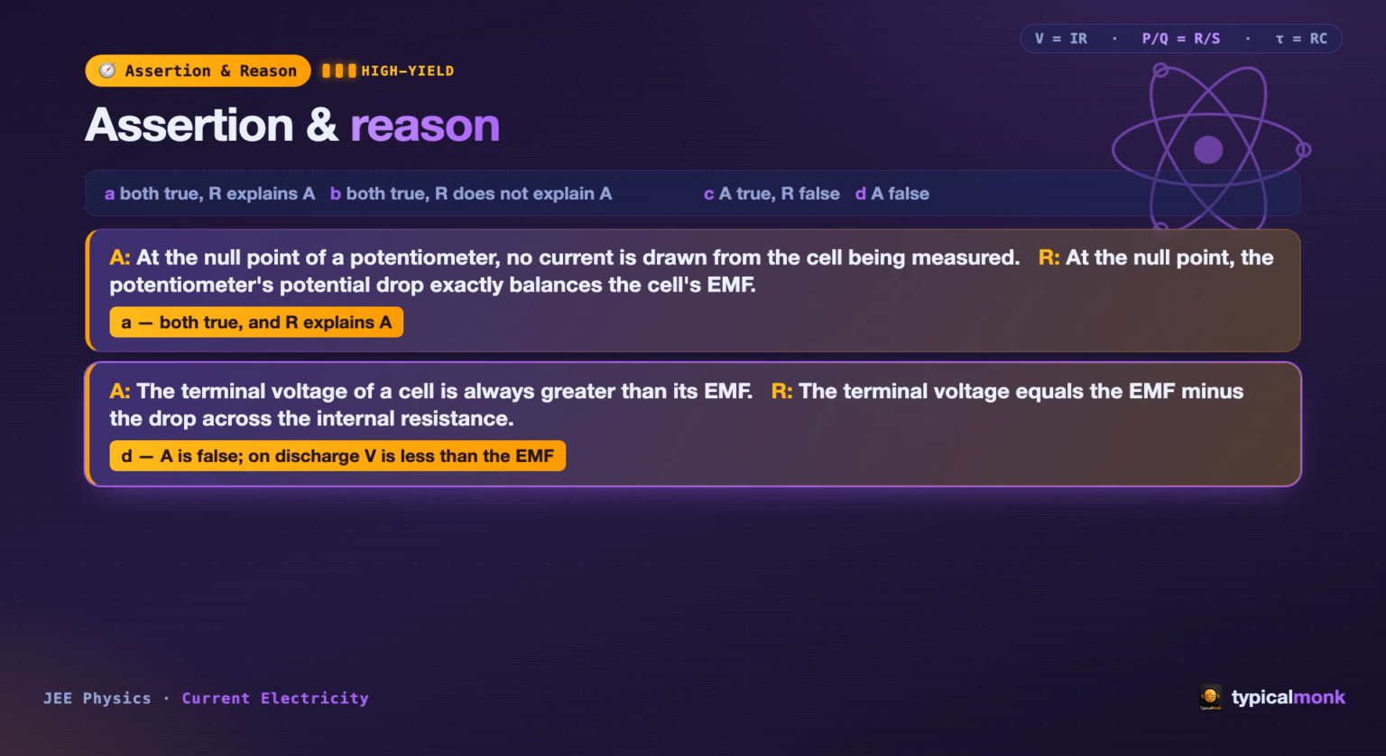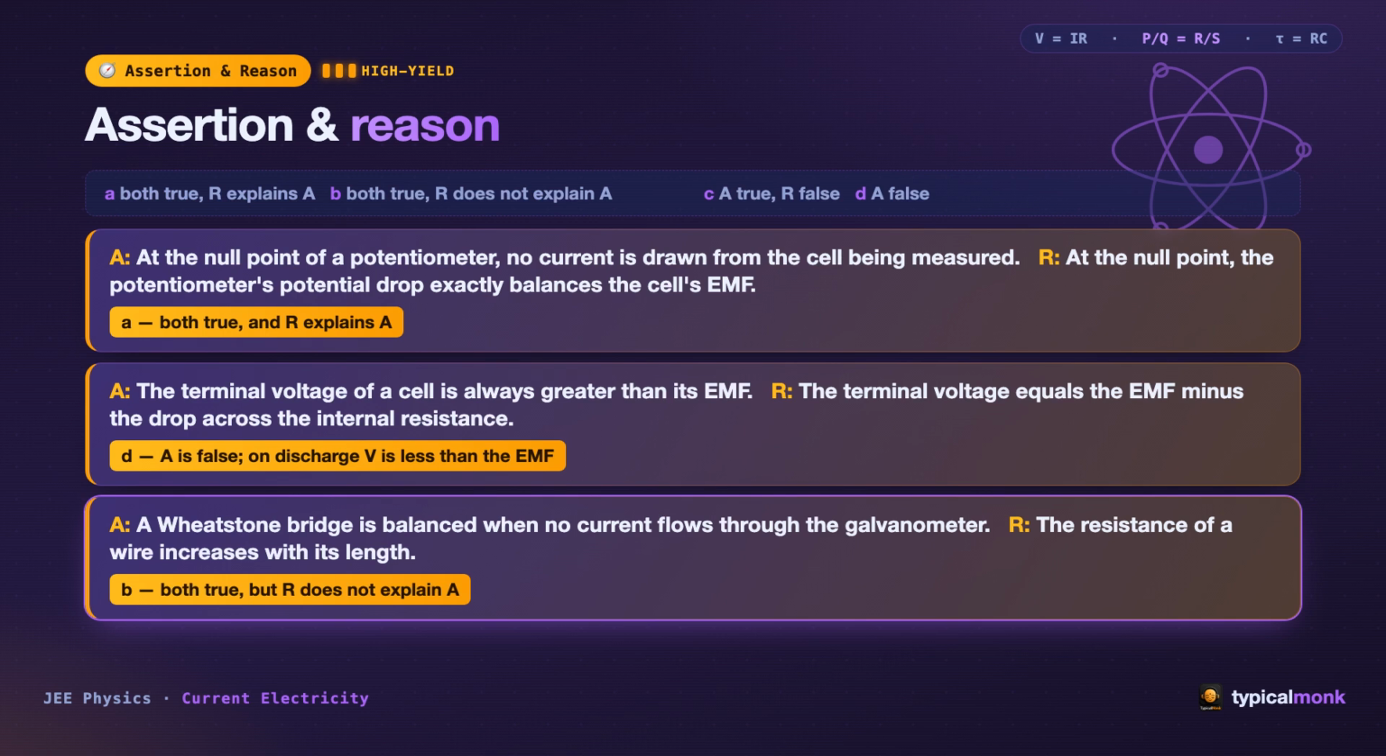Assertion: the terminal voltage of a cell is always greater than its EMF. Reason: the terminal voltage equals the EMF minus the drop across the internal resistance. The reason is true, but the assertion is false. That very drop makes the terminal voltage less than the EMF on discharge, not greater. The answer is D. Third pair.